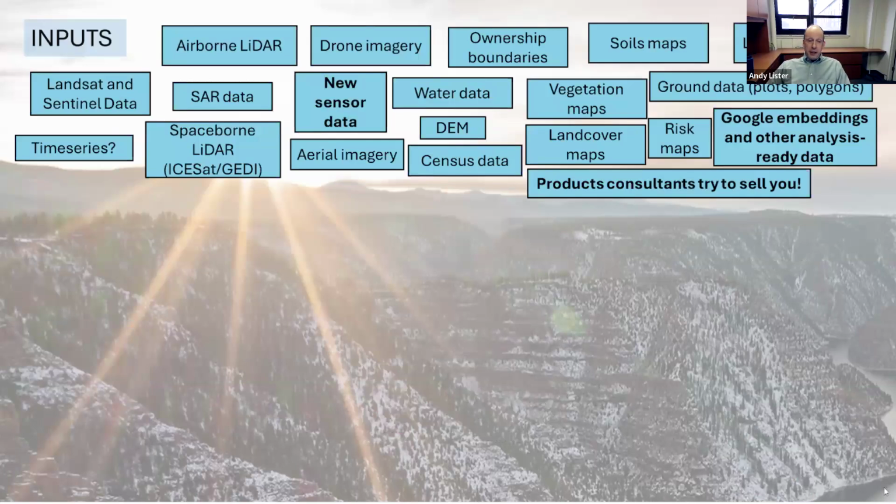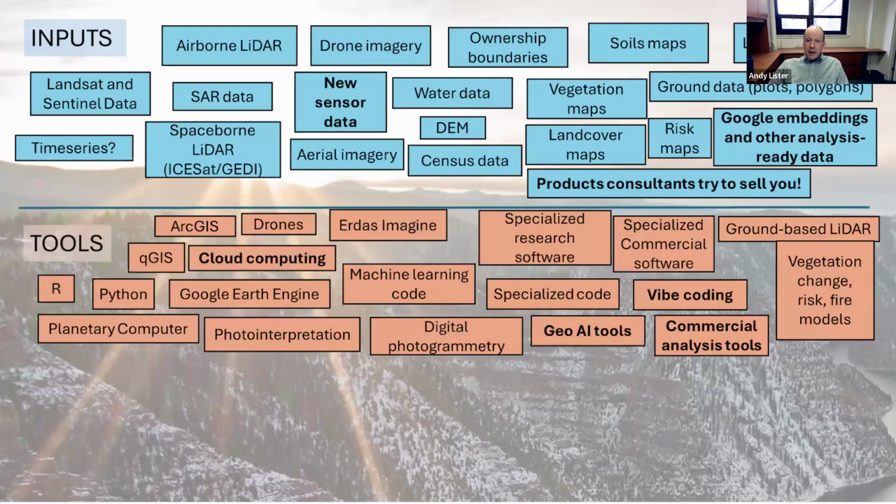Any of us who work in the biz are really familiar with a lot of this stuff, but we've got airborne LiDAR, drone imagery, vegetation maps, risk maps, census data, aerial imagery, time series of Landsat and Sentinel. We've got all these new things coming online, NISAR, radar. And then there's consultants out there who are selling us stuff. So not only have we got that stuff, we've got all these tools. And I was just in a meeting with a bunch of National Forest System people, and they're like, it's tool overload.